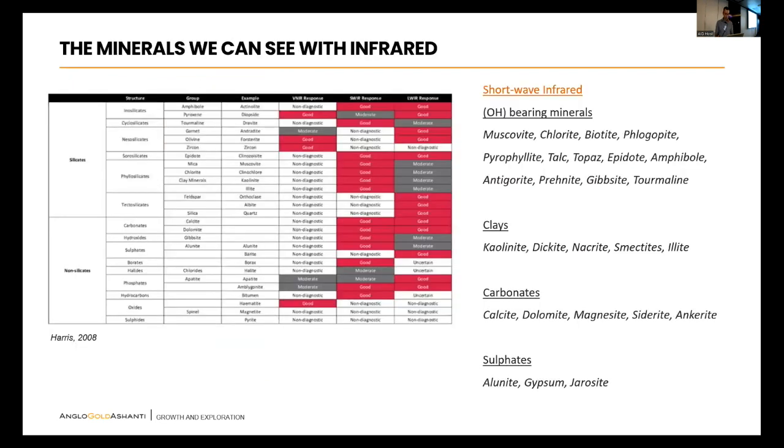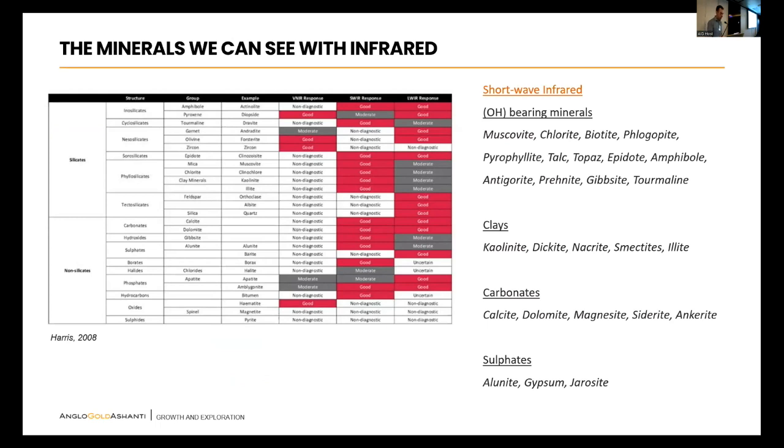This is a nice table put together by Phil Harris. It summarises the response of our common minerals across the different infrared spectral ranges. You can see within the visible near infrared on the left, which is where our human eyes operate, most minerals lack diagnostic features, hence why colour is often considered an unreliable way to identify minerals.